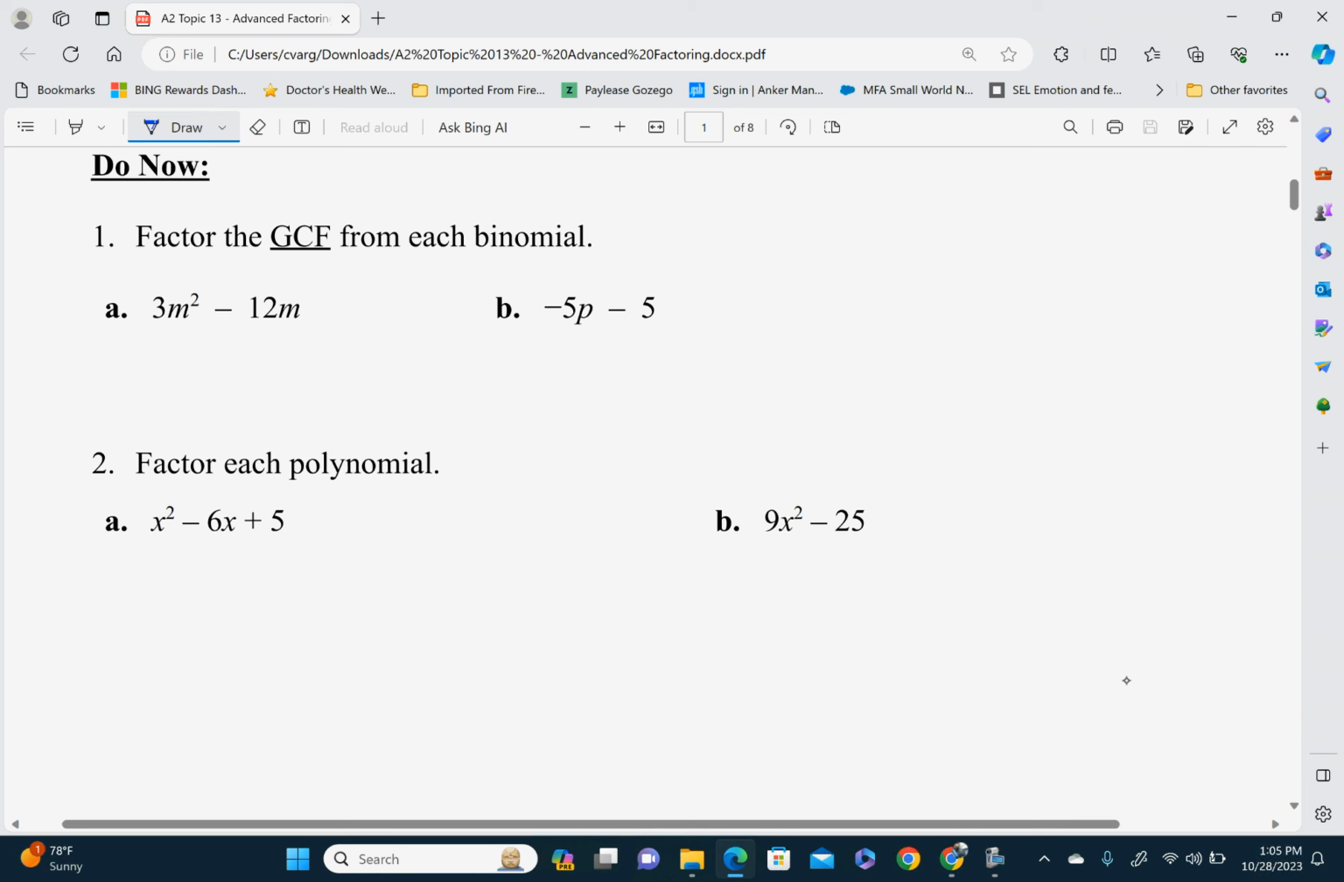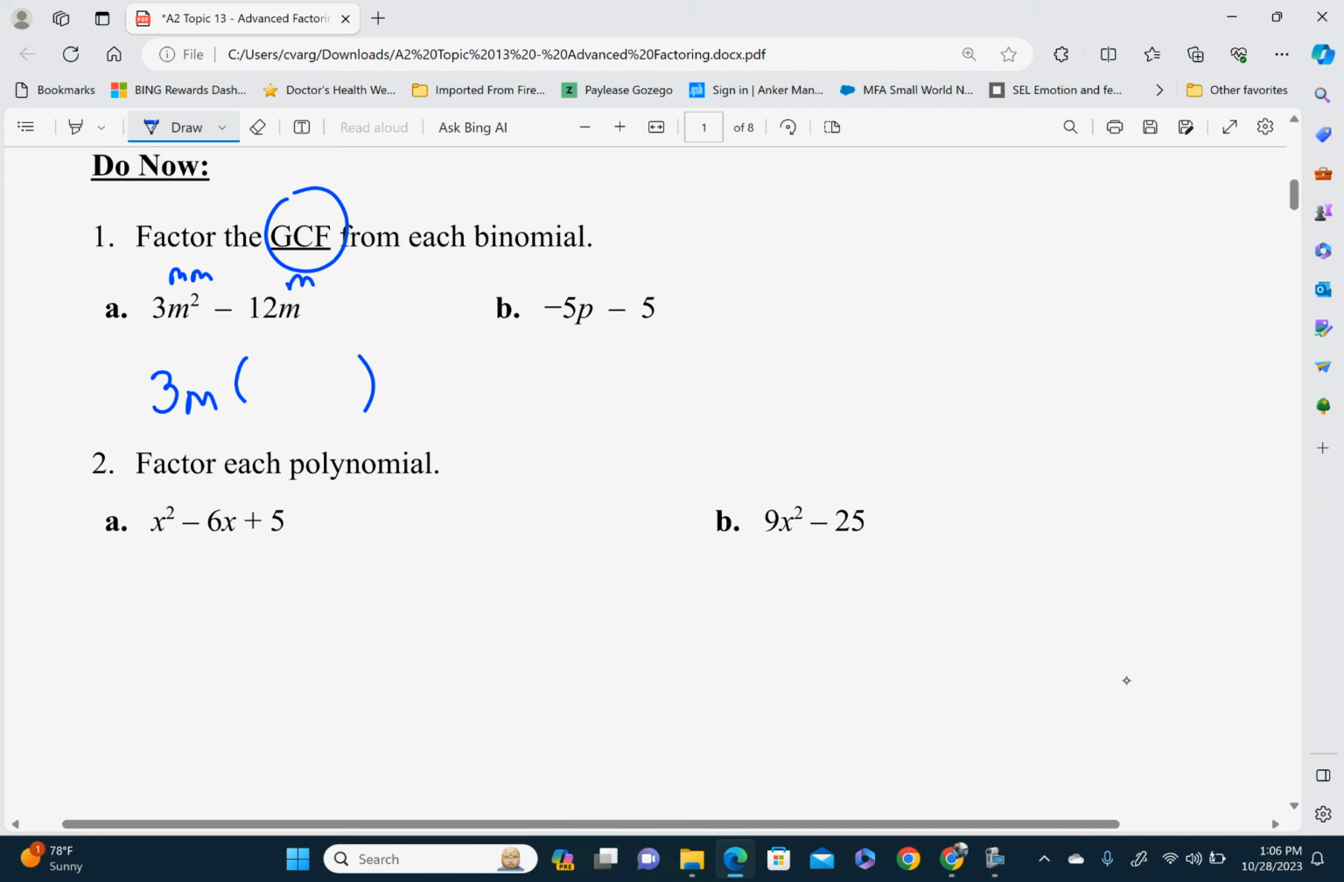So what we do is we're going to factor the GCF, which is the greatest common factor, from each of these. So between 3 and 12, what number goes into both of them? And I see 3 is a factor of 3, and 3 is also a factor of 12, which means that 3 goes into 12 with no remainder. Here I have m squared, so two of them, and here I have 1m. So what is common is 1m, so I'm going to take that and factor it out.